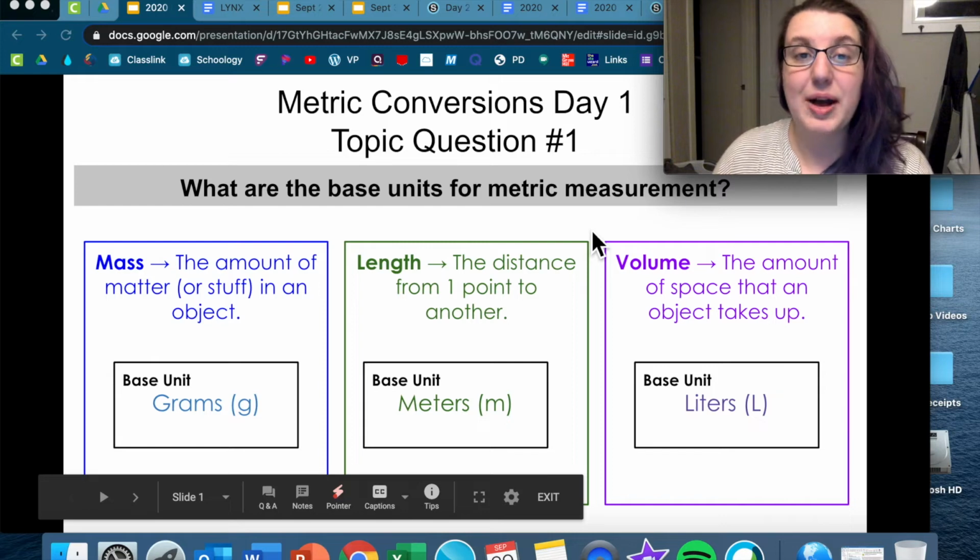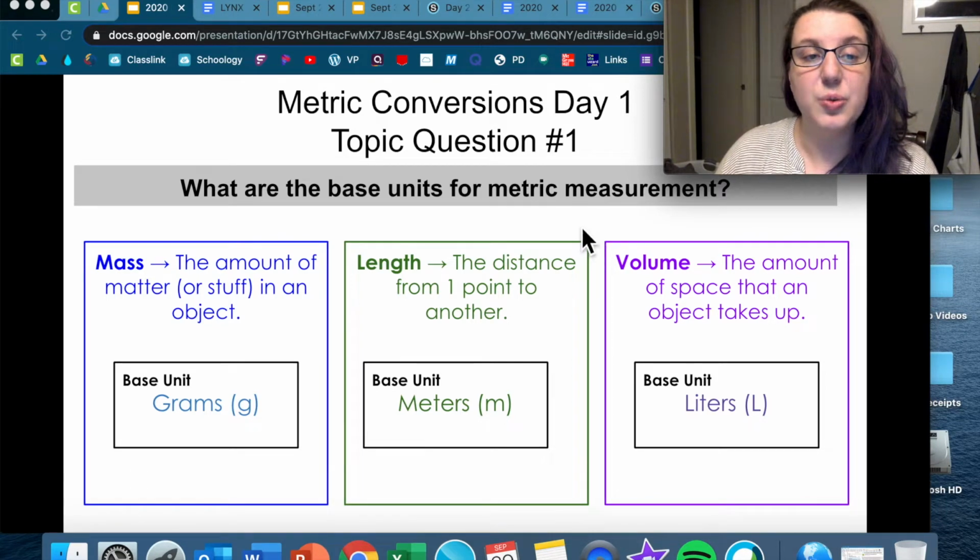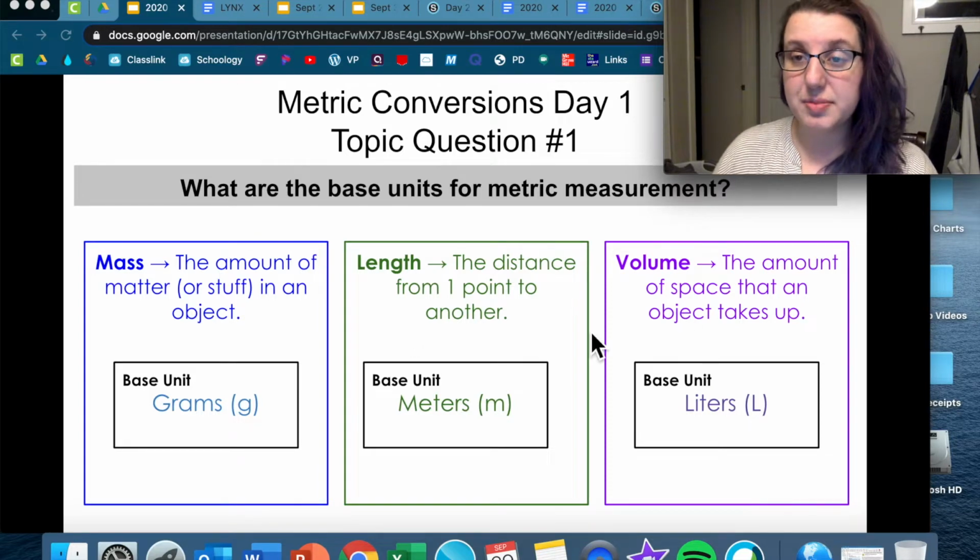Let's talk about the metric system. So we already learned last week about mass, length, and volume, and their base units: grams, lowercase g, which is its abbreviation; meters, lowercase m; or liters, uppercase L. Mass, length, volume, we talked about them last week. Go ahead and review the definitions for each to make sure you remember them.